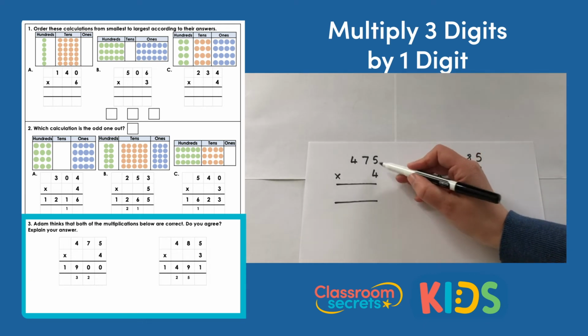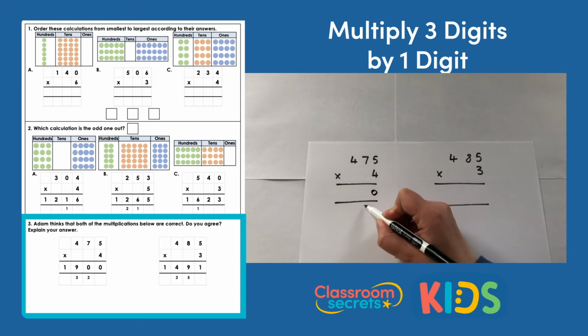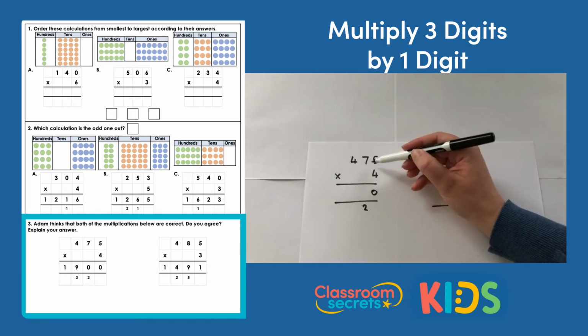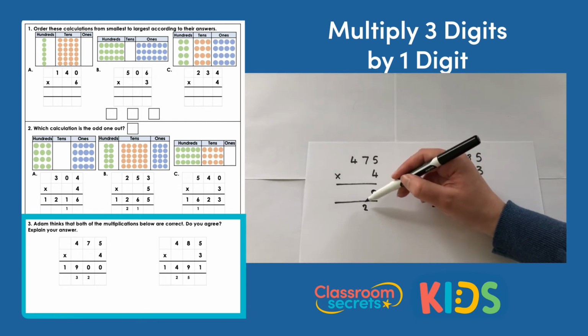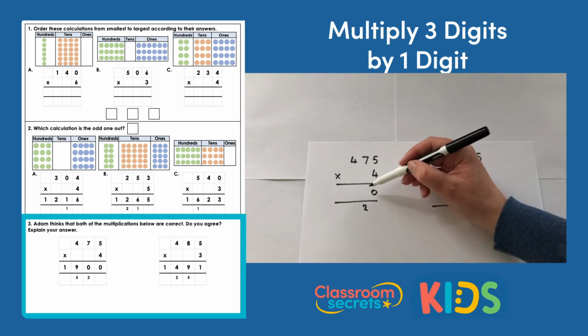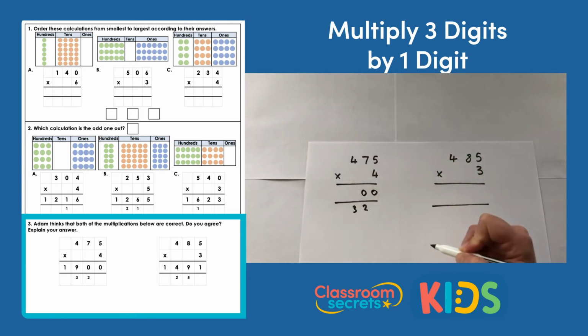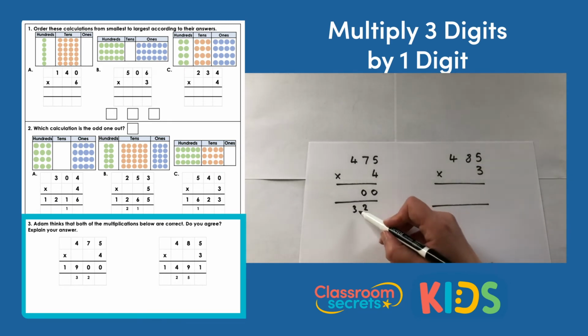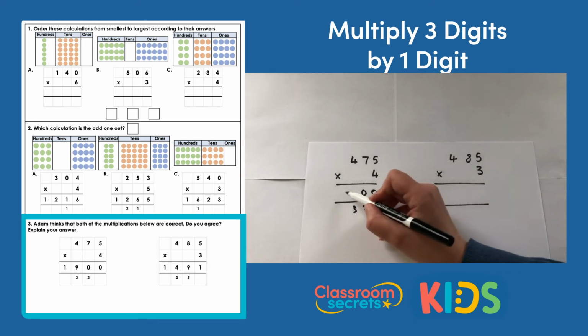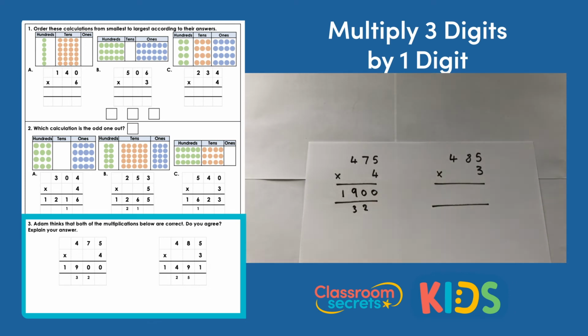475 times 4. 5 times 4 is 20, so we have 0 ones, but we exchange 2 tens. 70 times 4 is 280. We need to add on those exchanged tens, so 280, 290, 300. So we need a 0 as a placeholder, but this time we're exchanging 300s. And then 4 times 400 is 1,600, plus our 300s already. So we have 1,900. Now that's the same answer, so that looks good. We have the same exchanges in the same places as well. Let's have a look at the next one.